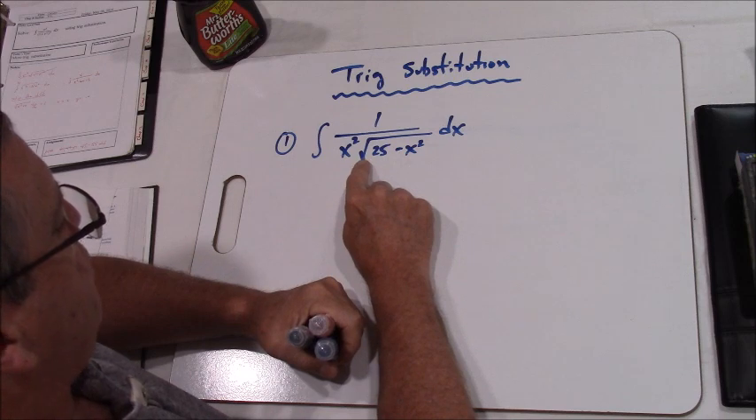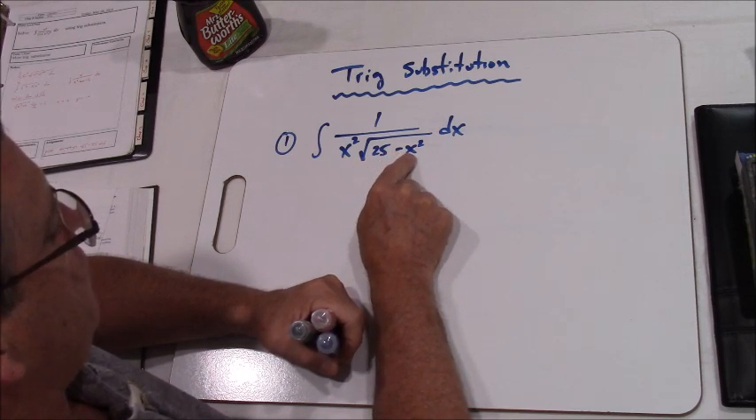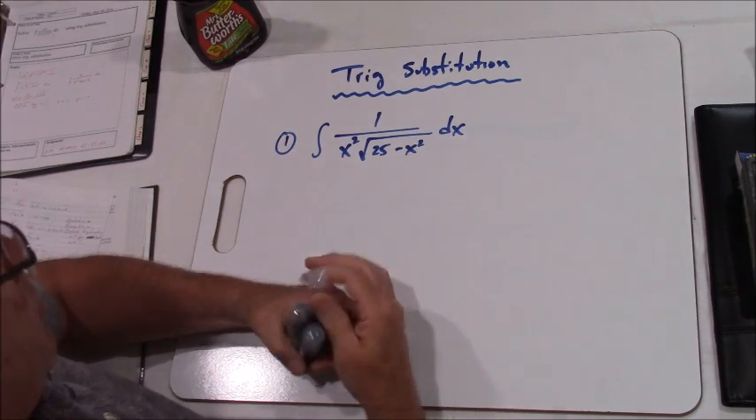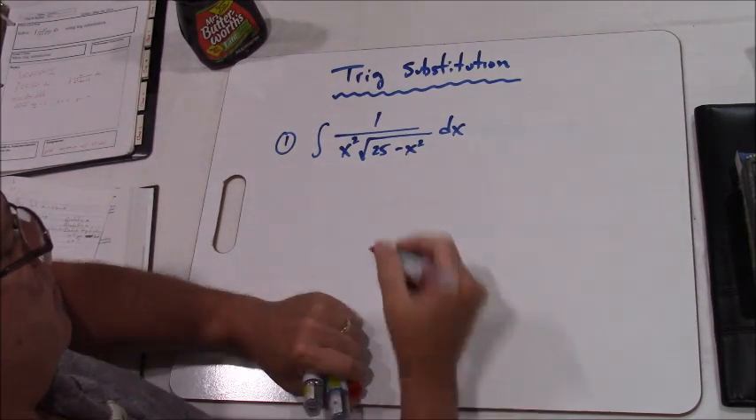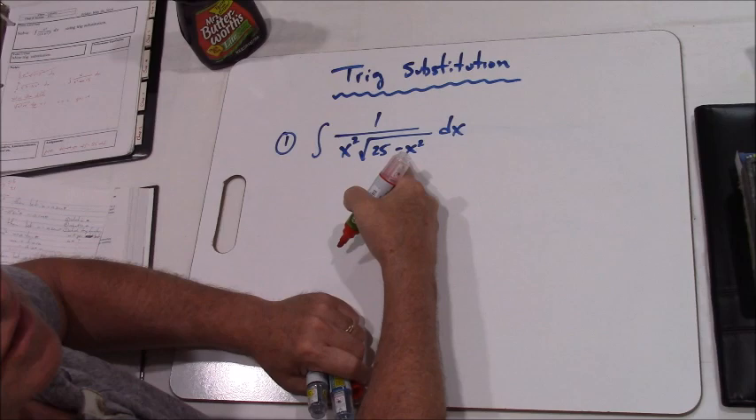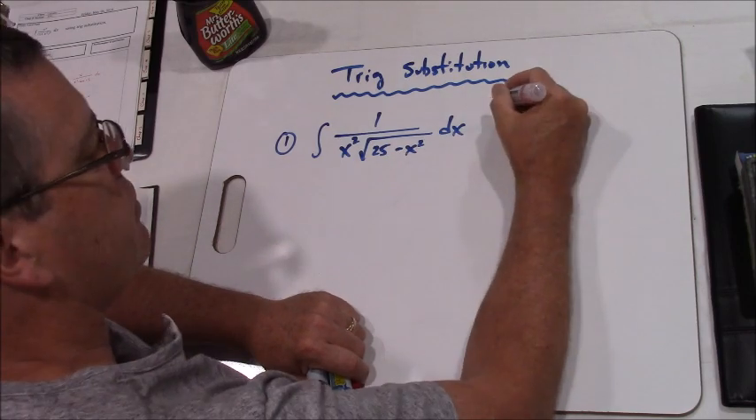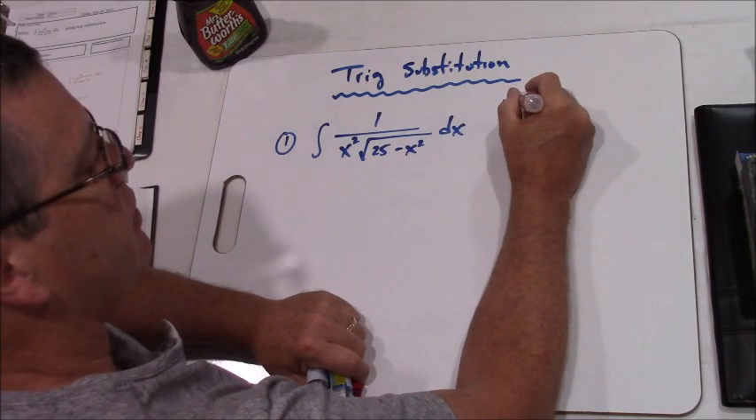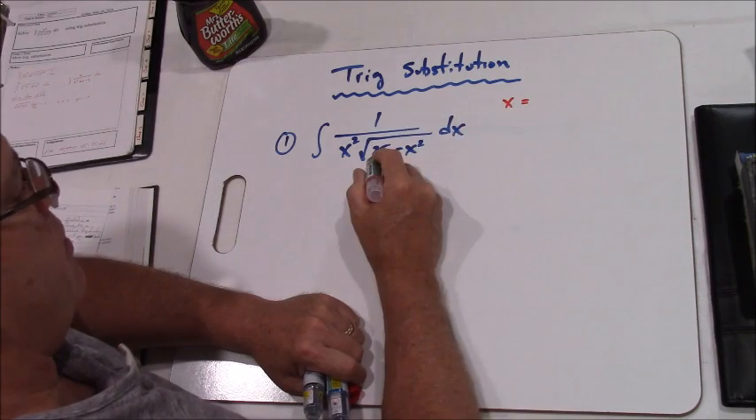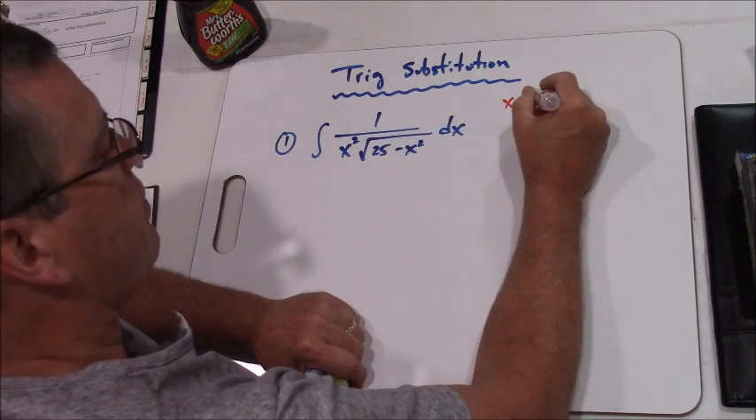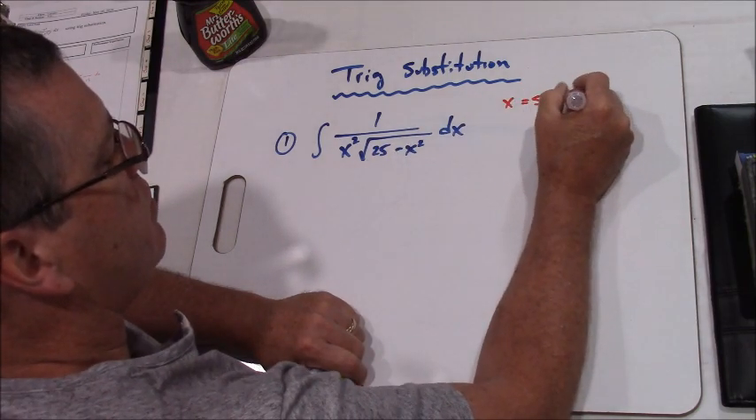So what I see is the square root of a squared minus u squared. And so when we see that, we want to let u, which in this case is just x, so I want to let x equal a, which is 5, sine theta.